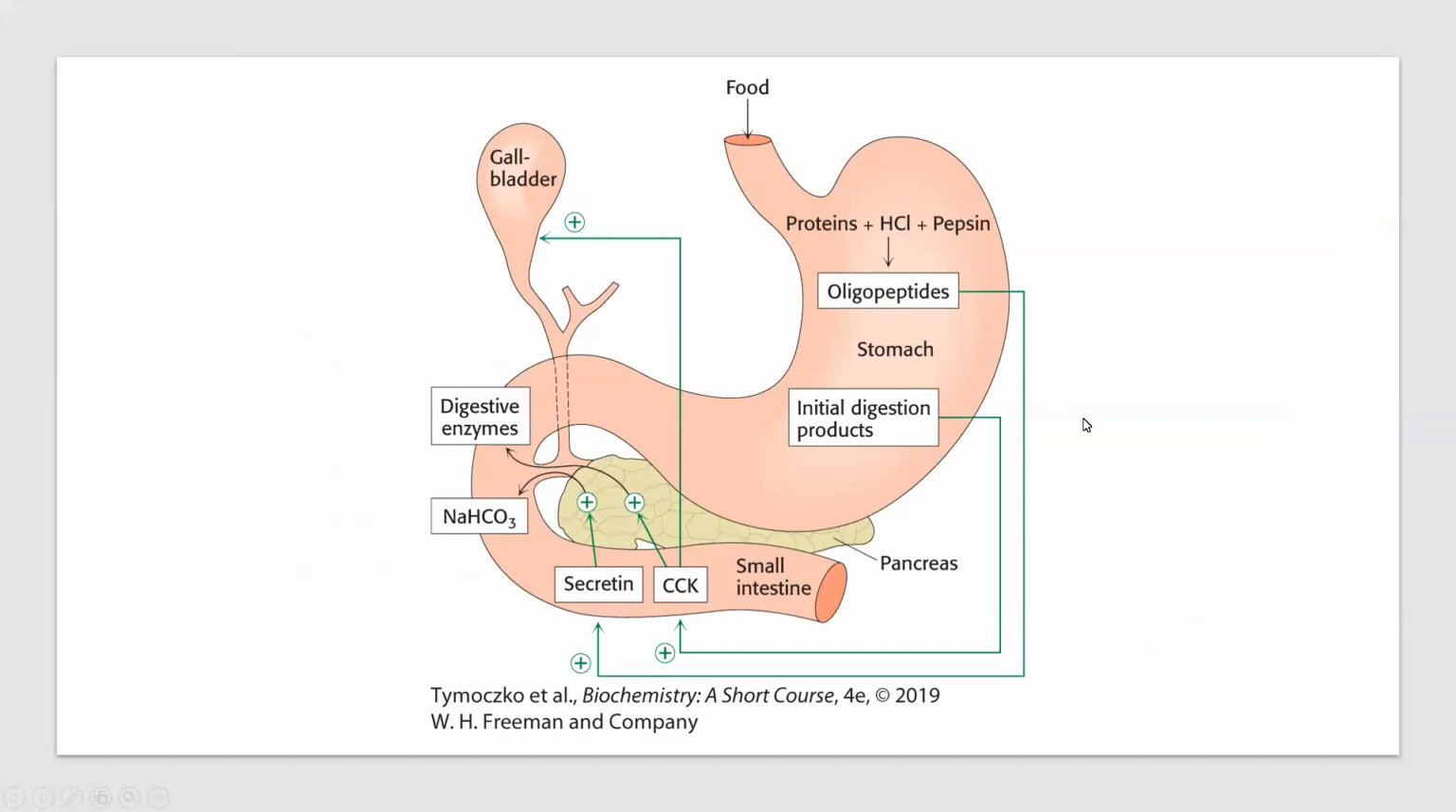So this is our little picture here. It's a very small biochemistry view. You can see food going in here, proteins plus hydrochloric acid plus pepsin. We get oligopeptides in our stomach and initial digestion products from the churning of the stomach itself. Once we move through that pylorus region, the pyloric sphincter, we're going to have CCK and secretin. They'll be activated by those oligopeptides and those initial digestion products, and the acidity as well, to tell the pancreas to secrete bicarb as well as its digestive enzymes through the ampulla of Vater. And then we can finish up our digestion process.